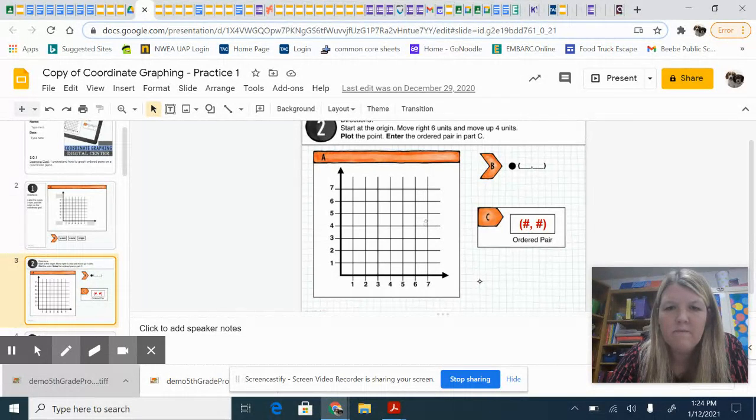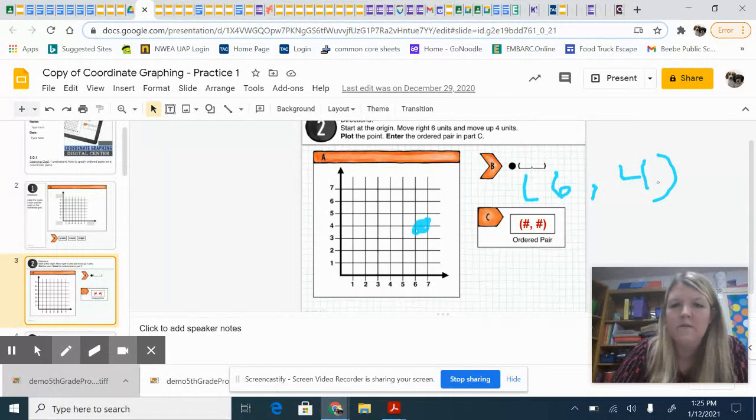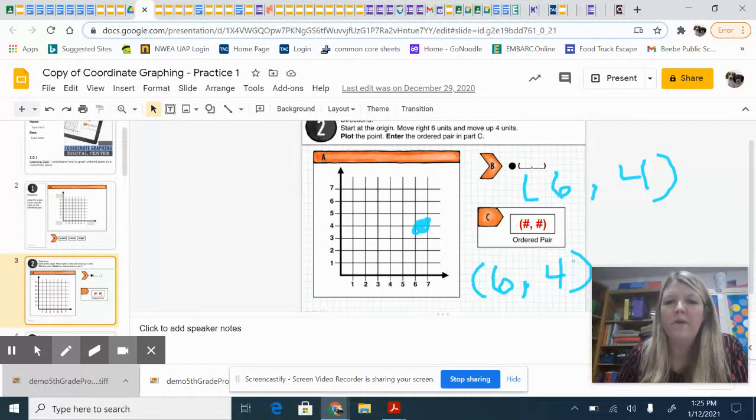So you can see that our point's going to be about right here. So again, it's kind of hard for me to make it in the right spot, so that's why it's so big, but you'll be able to do it a lot easier on your page. So over 6 and then up 4. And the way that we would write this is going to be in parentheses. You put 6 and then comma 4. So I really need to practice with this pen, but it's going to be 6, comma 4. That's what our ordered pair would look like.